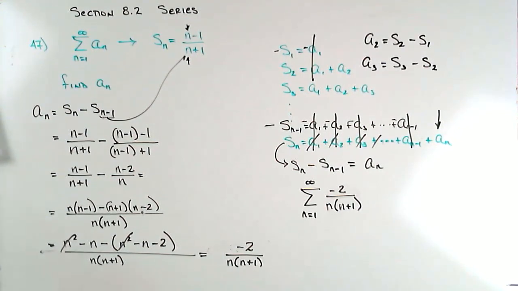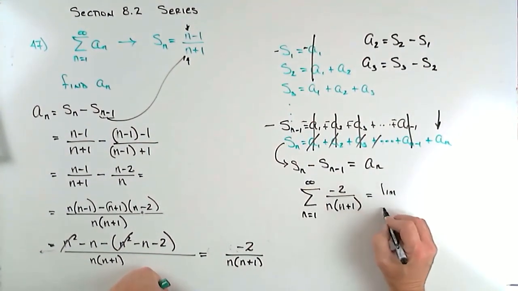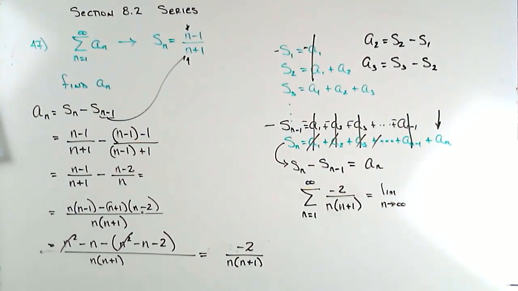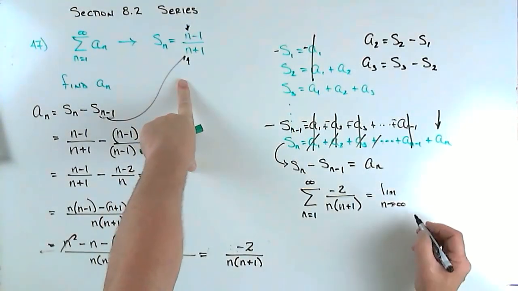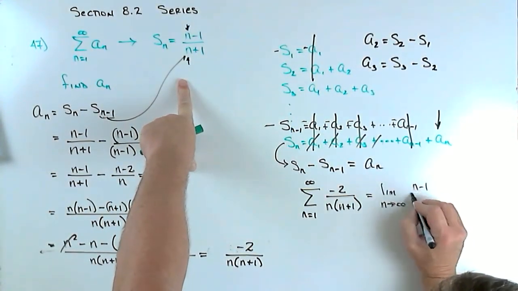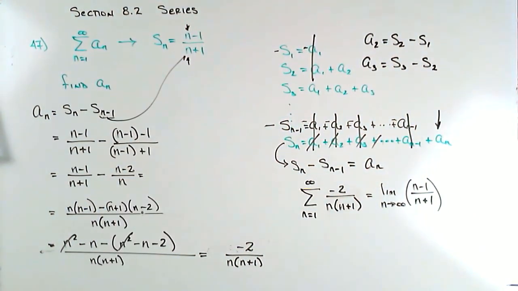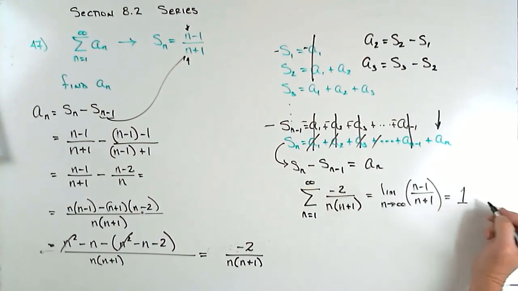And we know to find that, that's going to be equal to the limit as n goes to infinity of our nth partial sum, s sub n. And they told us s sub n was equal to n minus 1 over n plus 1. And we know from Calc 1 that we divide everybody by the highest power of n. That would be 1, that would be 1 over n, that would be 1, that would be 1 over n. So we would have 1 divided by 1, so our sum would be 1. All right. That'll complete our video for section 8.2.